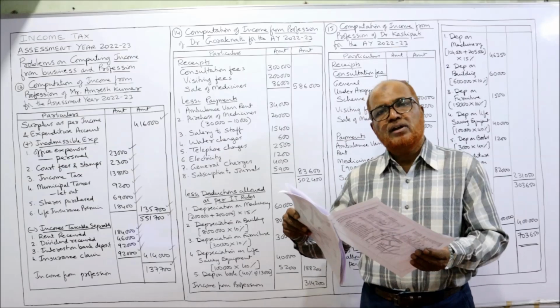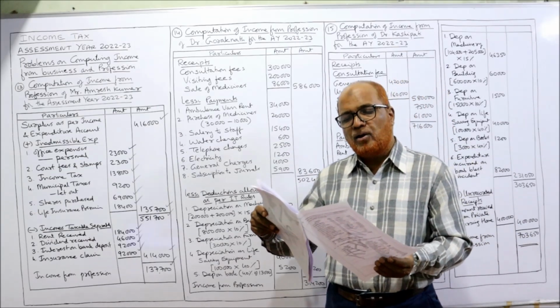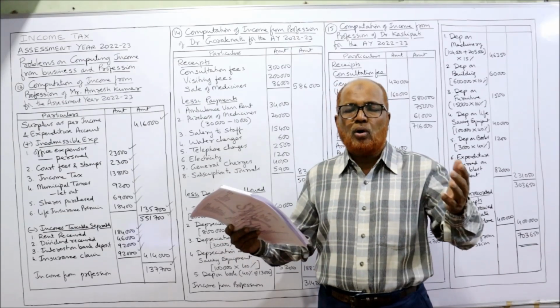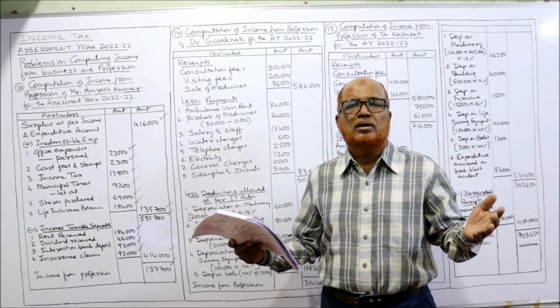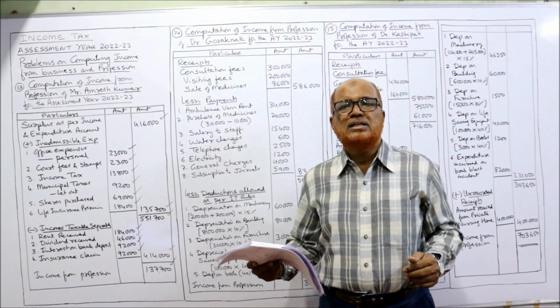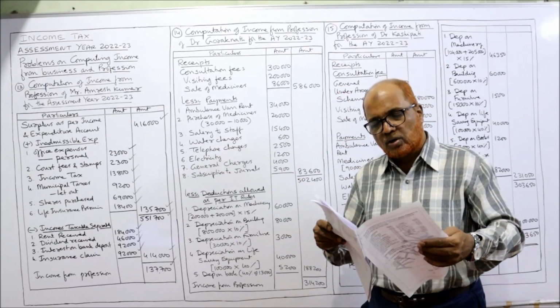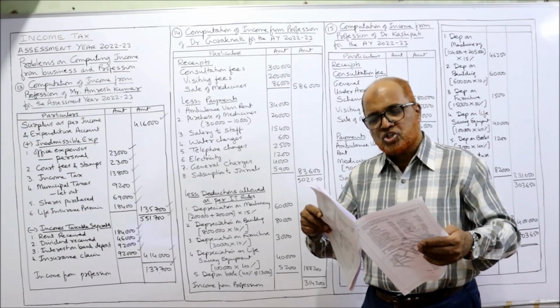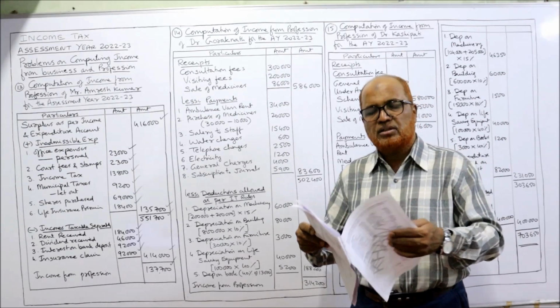Some adjustments are given. Stock of medicines at the end of the year, 10,000. The medicines are purchased, but all the medicines are not sold. Some medicines are still in stock. How much is the medicine stock? 10,000. At the beginning of the year, WDV of the assets, machinery 2 lakh, building 8 lakh, furniture 30,000.